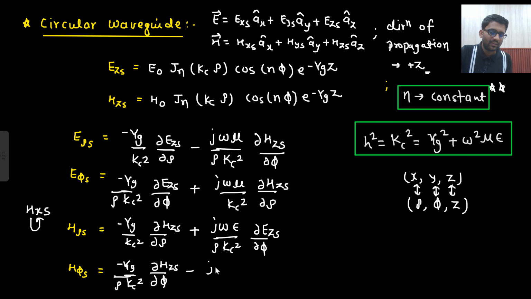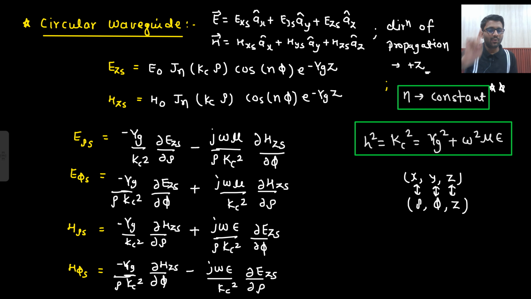And here what will be the sign? Minus j omega upon epsilon kc square del by del rho, in place of Hzs, Ezs will come, and rho can come alone. So these are the expressions you have written.